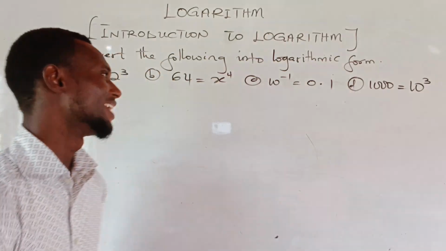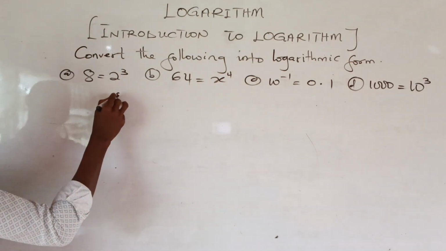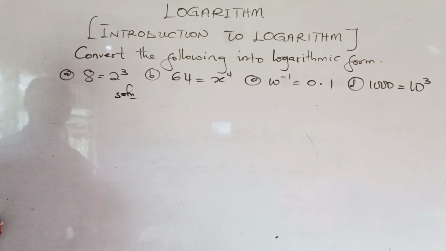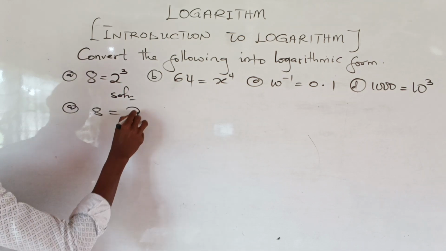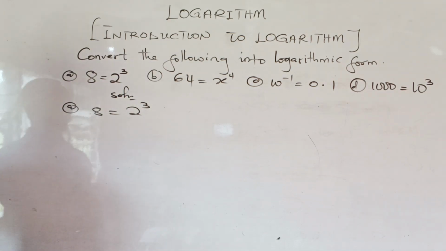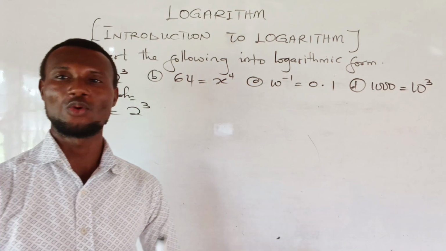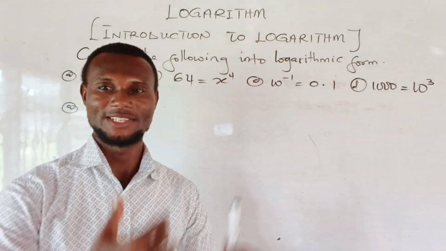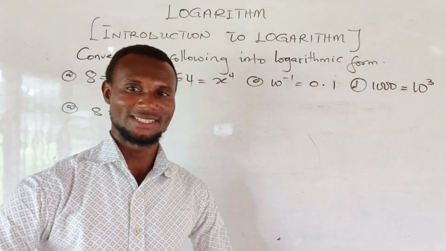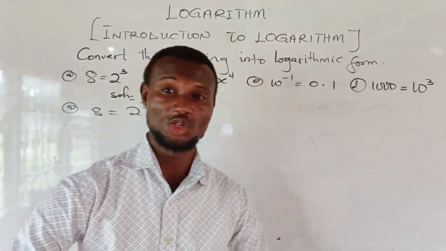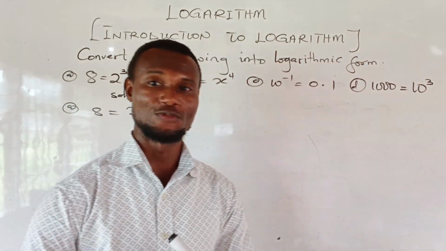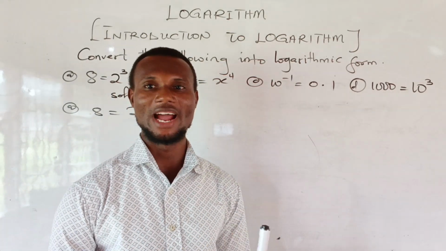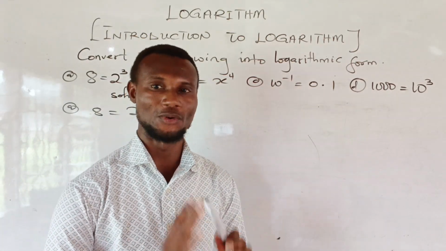Now let's go ahead and start with example A that I have on the board. For A, I have 8 equals 2 to the power 3. The question says we should convert it into logarithmic form, and all that it means is that you are supposed to introduce log into it. As simple as that. You are going to follow a few steps to arrive at the answer. Very simple, so just follow carefully.